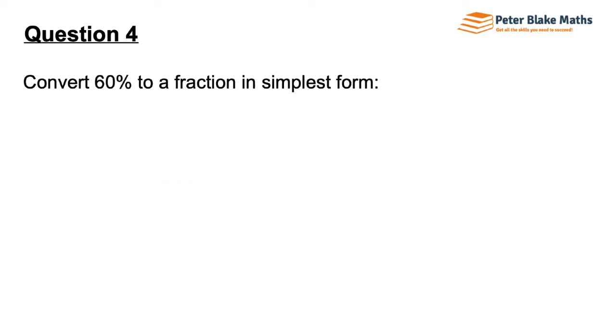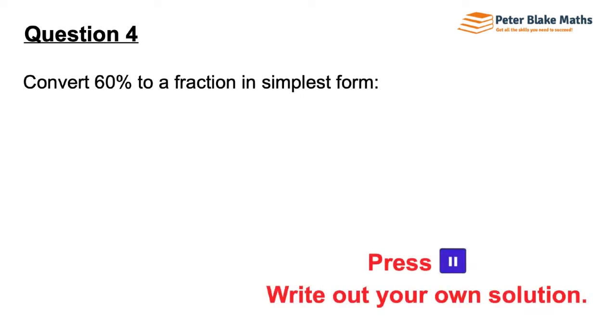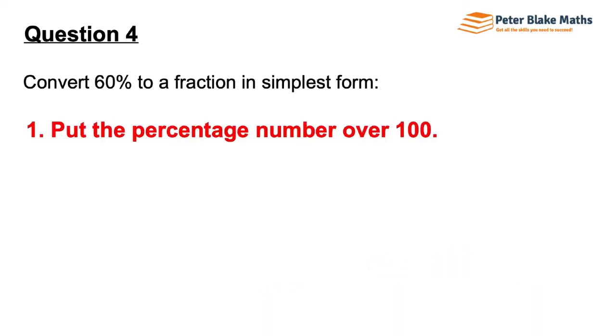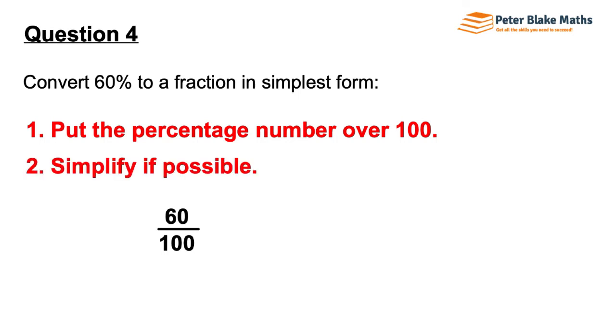Question 4. Convert 60% to a fraction in simplest form. We put the percentage number over 100, so 60% becomes 60 over 100. And we look to simplify if possible. To simplify, we try and find the biggest number that goes into the top and into the bottom. If you look carefully, the biggest number that can go into 60 and 100 is 20.